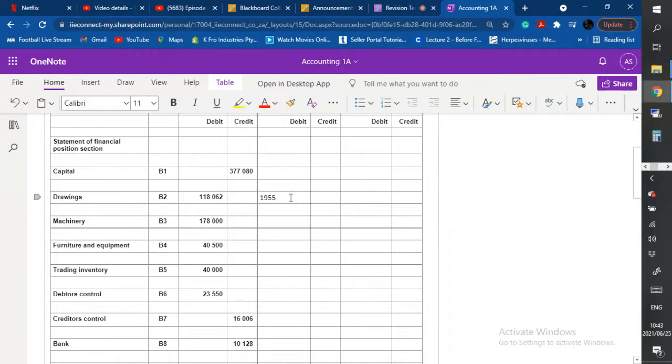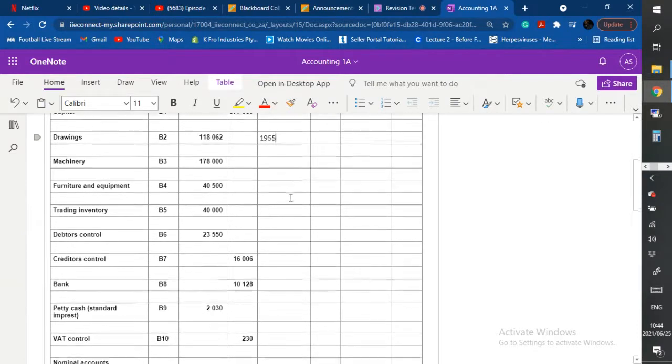And then the next thing that we need to do, because can you see that no output VAT was recorded? Remember, initially we said when we bought these goods, this trading inventory, that we're claiming input VAT on this stuff. But now since these goods have been taken by the owner, we need to reverse the input VAT.